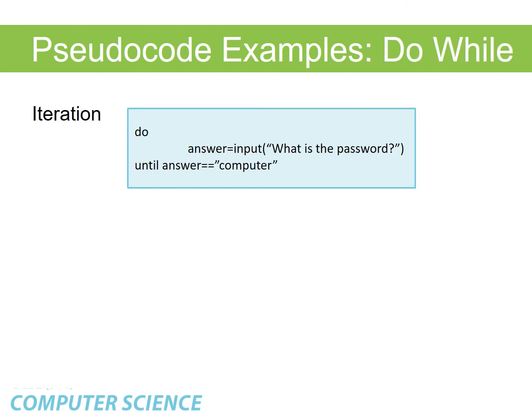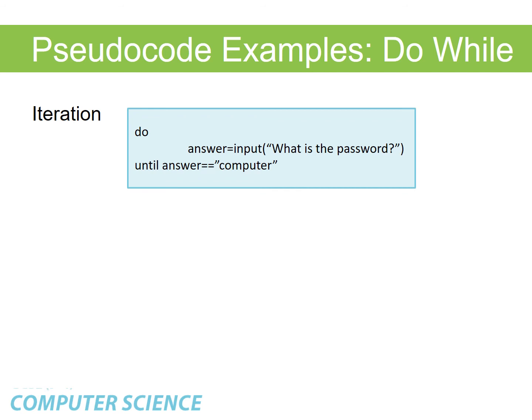Now the one type of iteration we don't actually have in Python is a do until or a do while. Now this is different than a while loop. It always starts with a do, and you have your criteria at the end of the loop, in this case until answer equals computer.